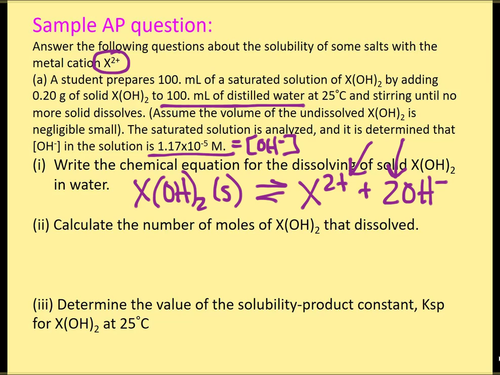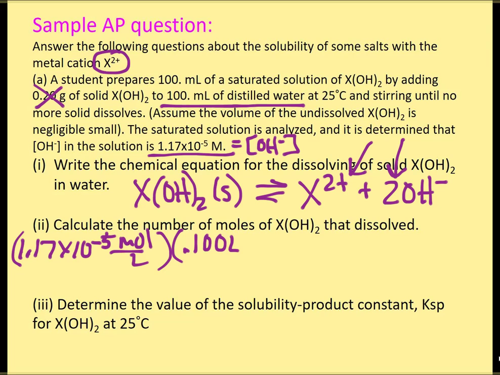Now it says calculate the number of moles that dissolved. So that's important. We're not going to use this 0.2 because the only thing that we know is how much OH dissolved. So that's what I'm going to start with. Instead of molarity, I'm going to change that to moles per liter, and then multiply it by how many liters I have. I have 100 milliliters, which is 0.1 liters. And multiplying this out, this is how many moles of my OH dissolved.